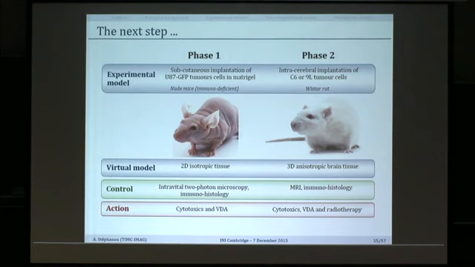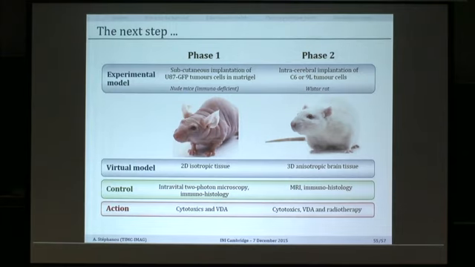So this is a work in progress. We are here in phase 1. We have subcutaneous implantation of tumors in the ear of the mouse, and the model is mostly 2D in isotropic tissue. What we use is two-photon microscopy and immunohistology, and we have two means of action.